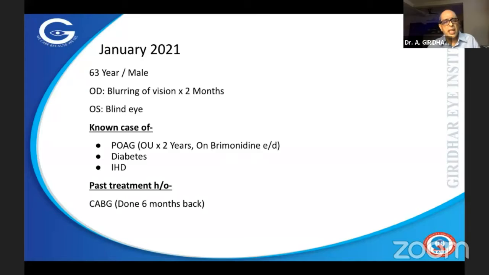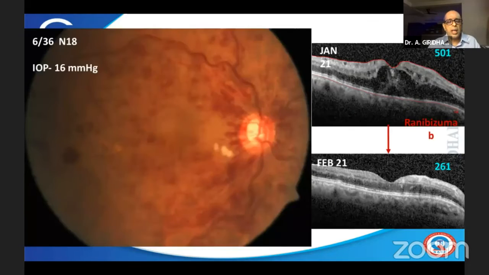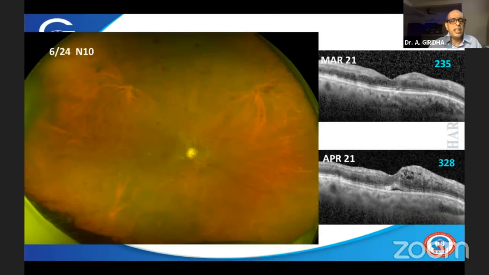This is my 6th case, a one-eyed patient who came to us very recently during the pandemic. And this patient again was blind in one eye. In the other eye, he came to us with a central retinal vein occlusion, significant increase in macular thickness, and he had a 6/36 N18 vision.